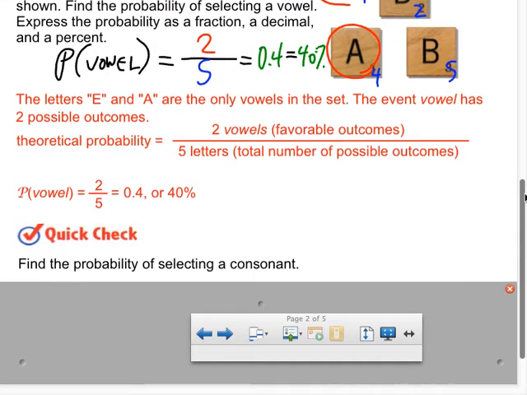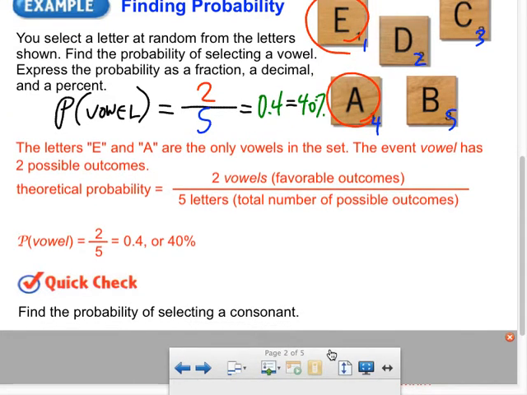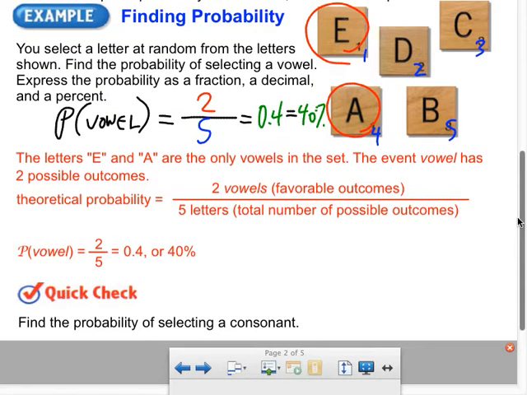All right, same problem, but guess what? We want to know the probability of selecting a consonant. So we already figured out the probability of picking a vowel. Now we got to figure out the probability of selecting a consonant. When you're done, put your pencils down so I can have somebody discuss the answer with the class.